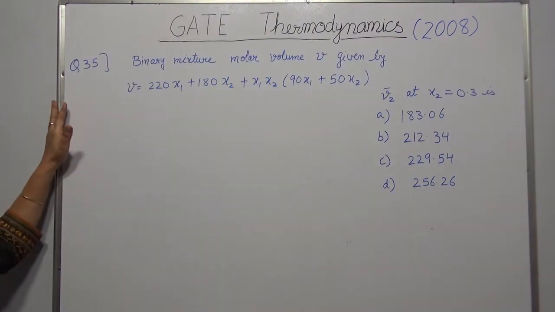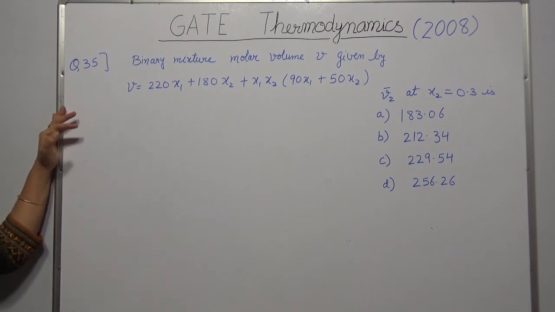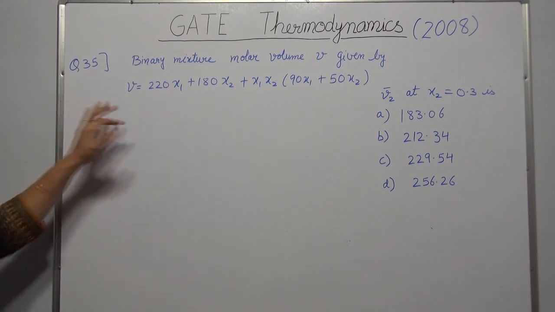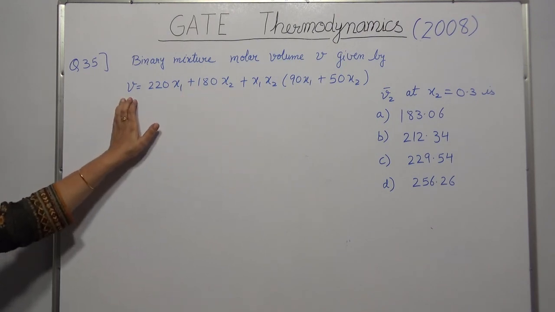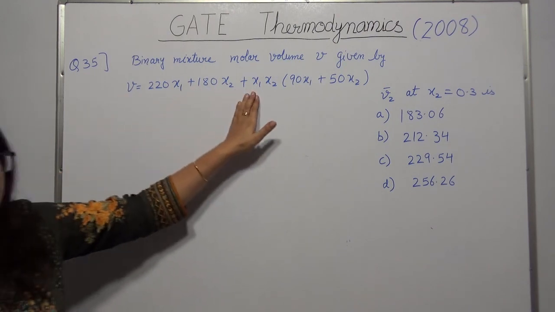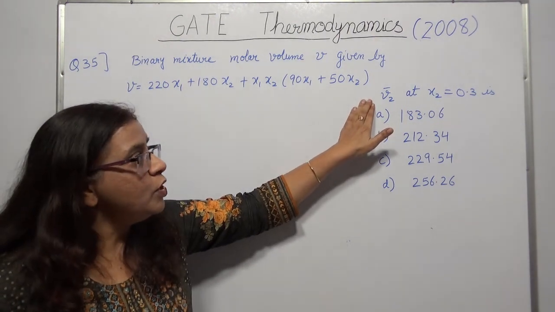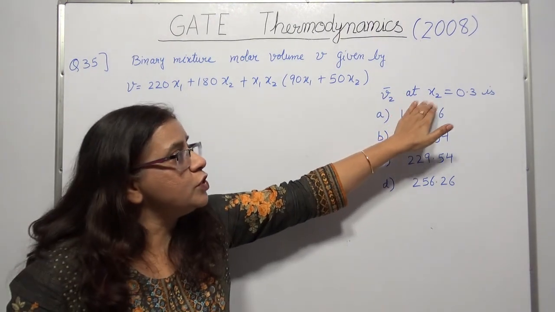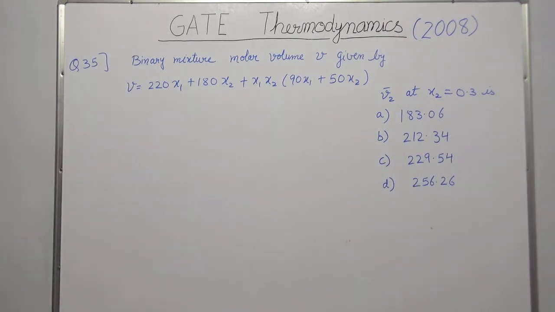So the next problem gives you a binary mixture. You have two species 1 and 2 with the mole fractions x1 and x2 respectively. The molar volume V is given as a function of x1 and x2. They have asked you to calculate the partial molar volume of species 2 when x2 is equal to 0.3. Four options have been given and you have to choose the correct one.